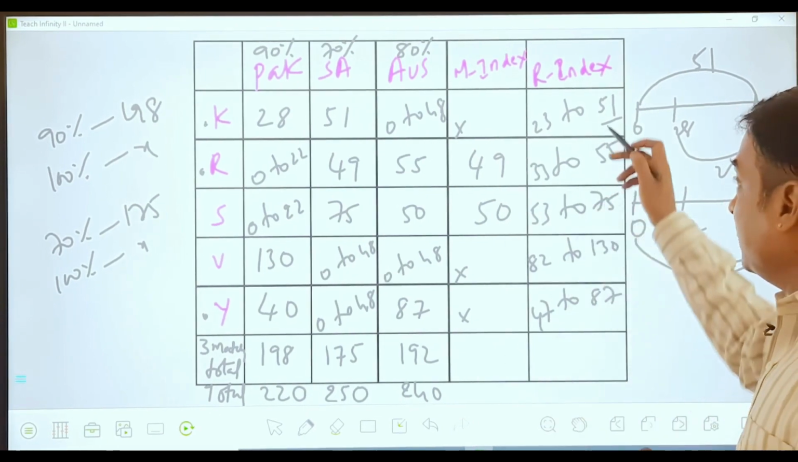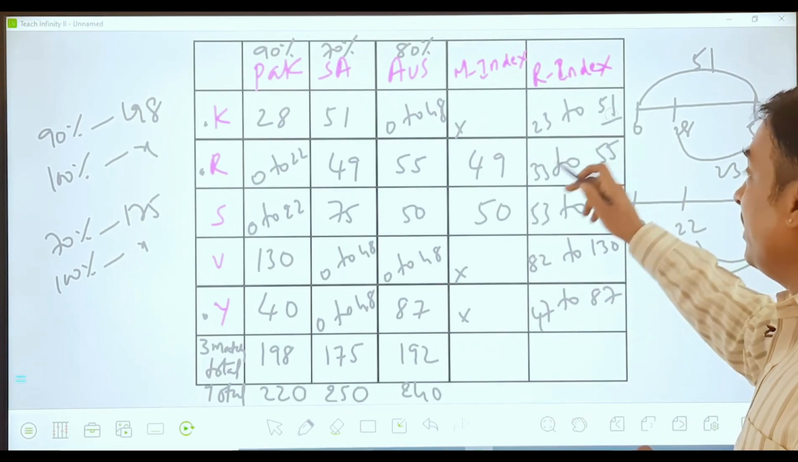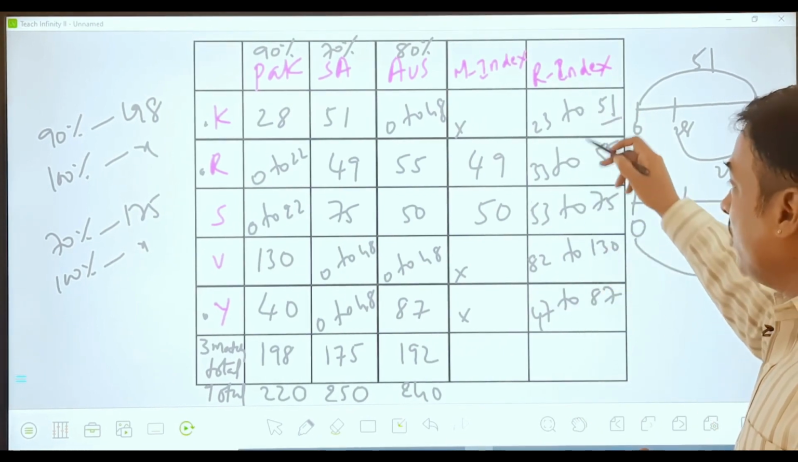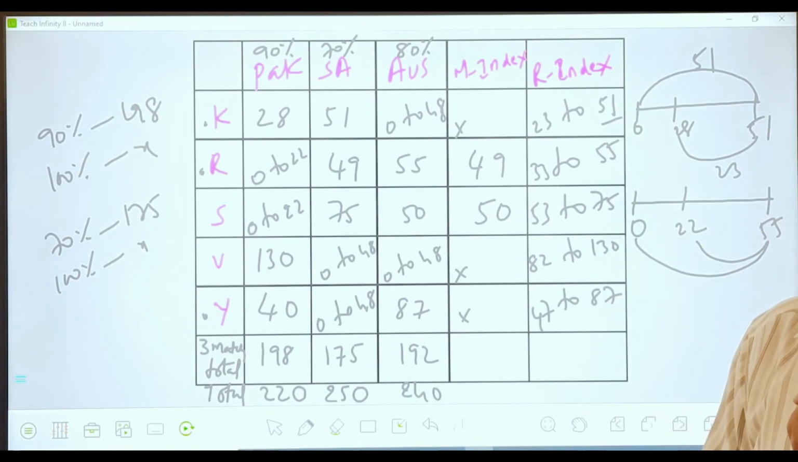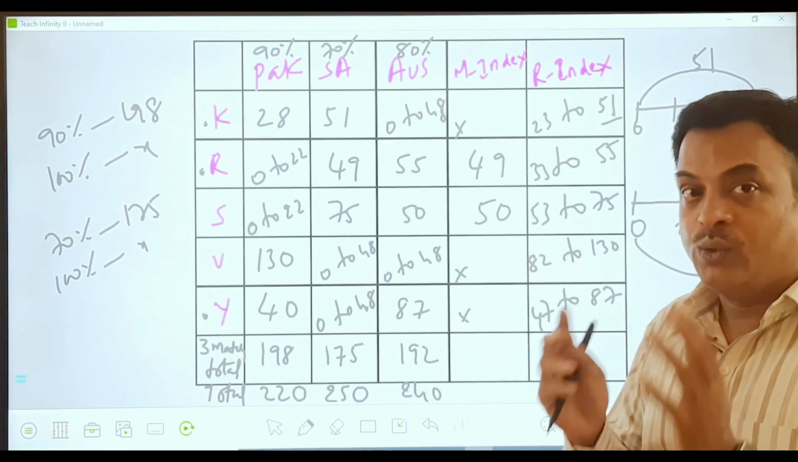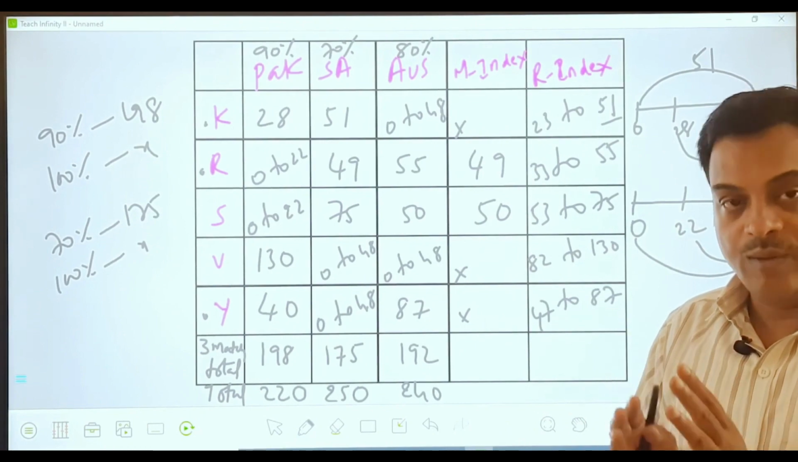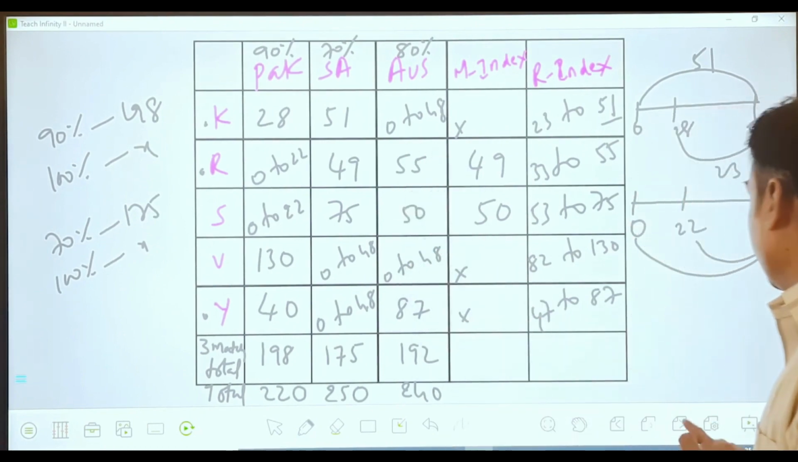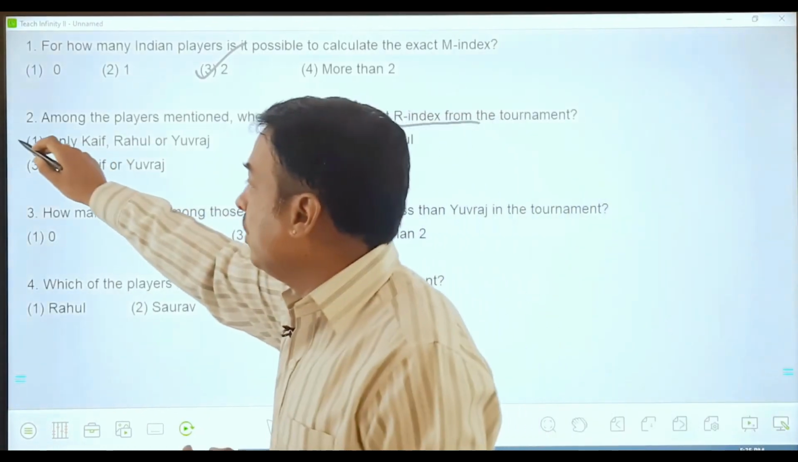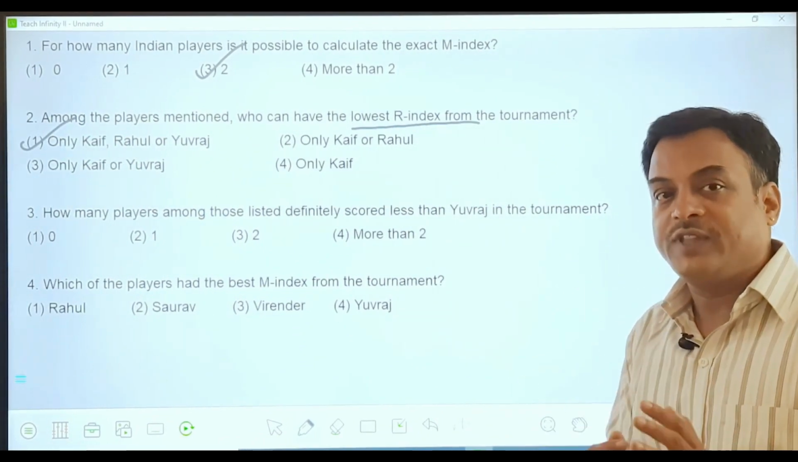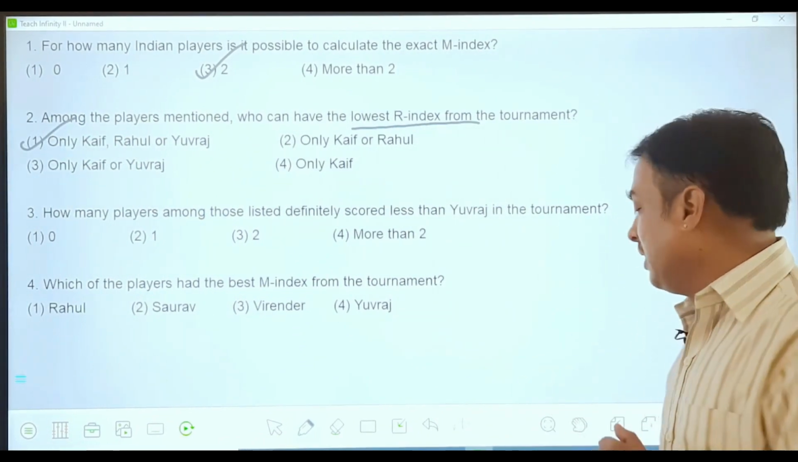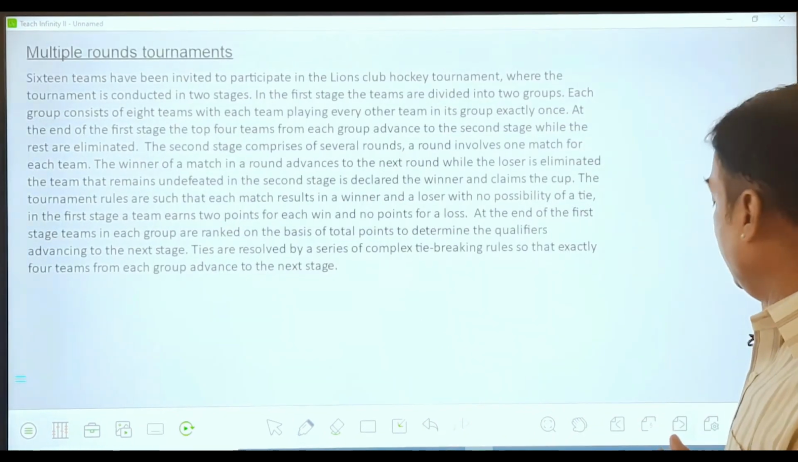So if you see the numbers, these are varying from 23 to 51, 33 to 55. There are some or the other numbers which can take the lowest value of all three in this case. So we cannot say exactly who is the lowest. Any of these three can be the lowest. So the answer for me here will be Khaif or Rahul or Yuvraj, because all three of them have equal chances of being the lowest. You can see this once again, all of you, in a quick manner.